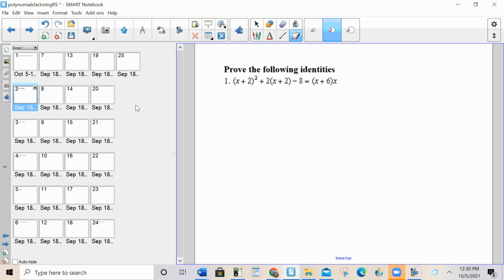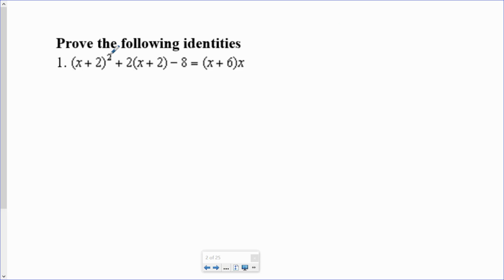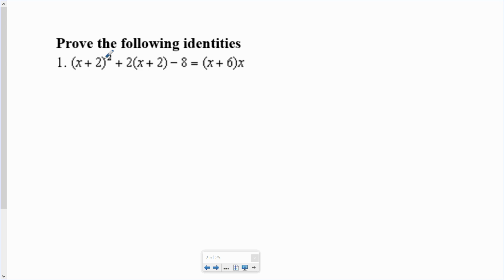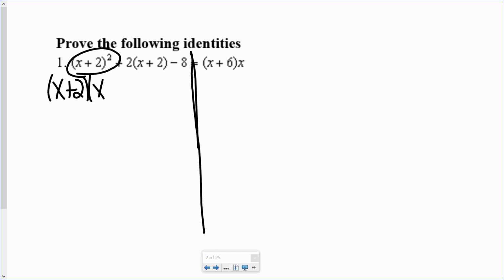Okay, prove the following identities. To prove an identity, I need to put the left-hand side in standard form, put the right-hand side in standard form, and show that they're the same. So to do that, I basically just need to get rid of all of the parentheses. So to do x plus 2 squared, a very common mistake students make, squared means times itself. So I'm going to write it as x plus 2 times x plus 2. I'm going to bring everything else down.